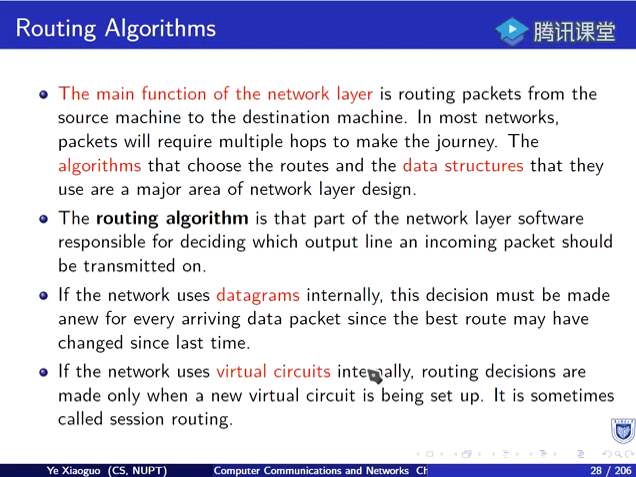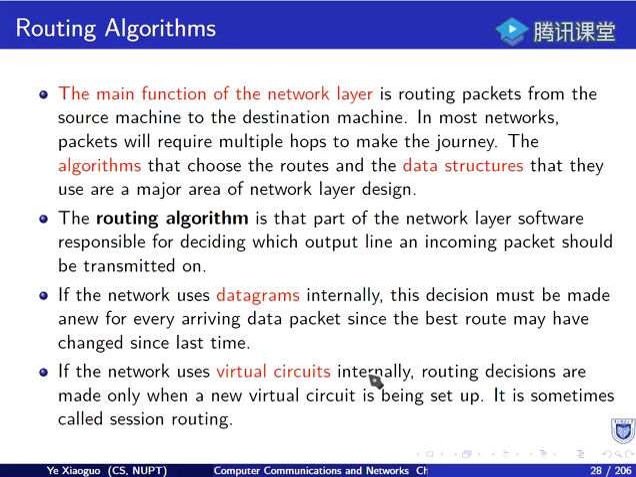The main function of the network layer. What is the main function of the network layer? It is routing packets from the source machine to the destination machine. In most networks, packets will require multiple hops to make the journey. Making the journey means being delivered hop by hop, transmitted along the path, and finally arriving at the destination.